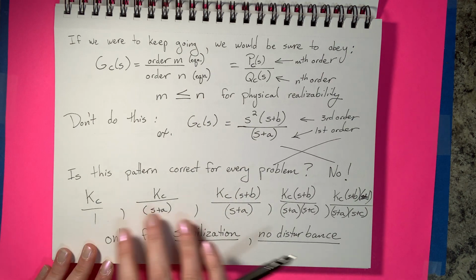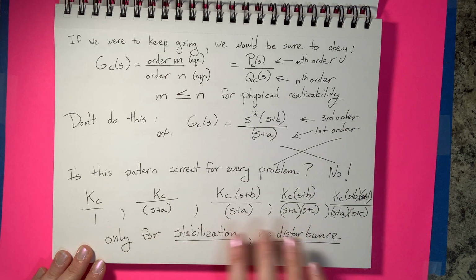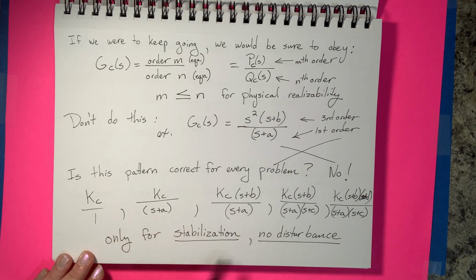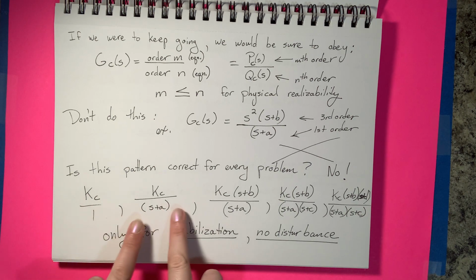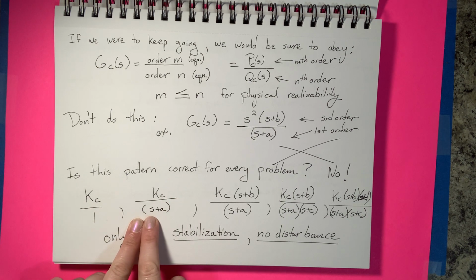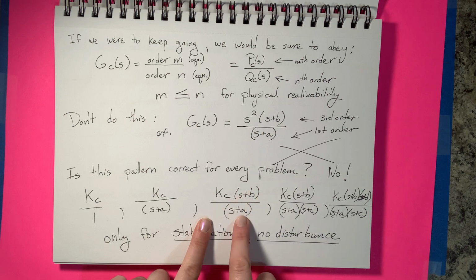But what we're going to do first is stabilization. This pattern that I've shown here is only for stabilization with no disturbance, okay? I want you to get this down first, and then we'll conquer the more complex cases. But you see what I've done here, where this is our least complex. We stepped up the complexity if that doesn't work, and we have an S plus A on the bottom. If this doesn't work, we now have the ability to add to the numerator.